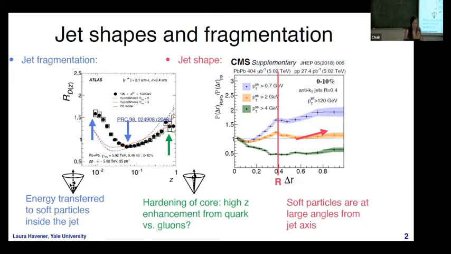But if you look again at the fragmentation functions, we see in the high z region, which is the region of the jet core, another effect, which is an enhancement of the fragmentation. Here, this can't be explained by the momentum broadening picture. Here we're really seeing hardening of the jet core. It's been explained by differences in quarks and gluons, but you can see that even in these variables, we're already starting to see the physics of the core of the jet.